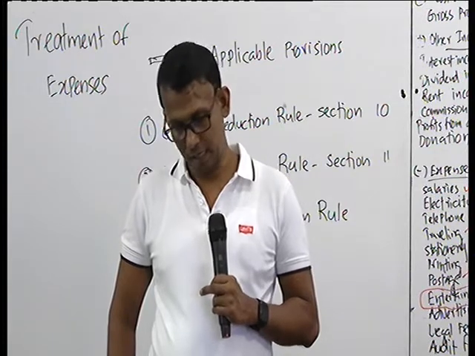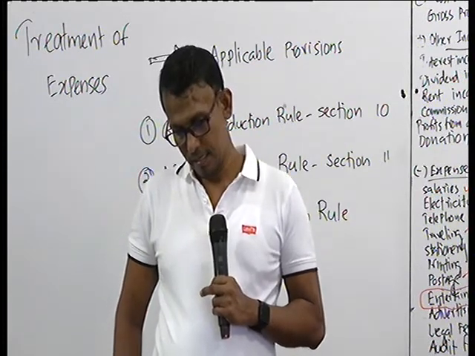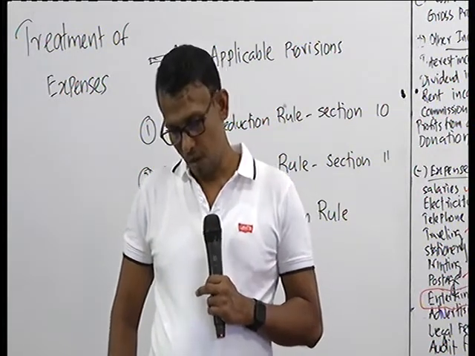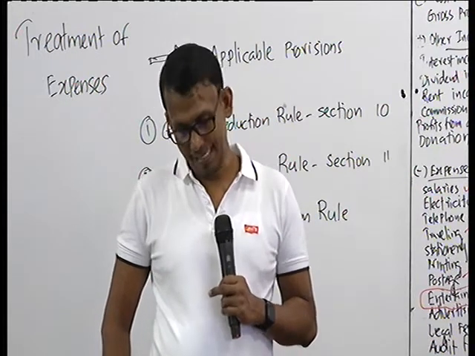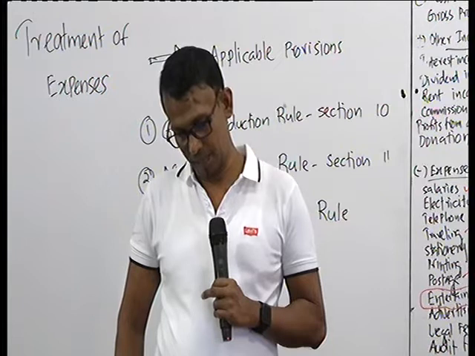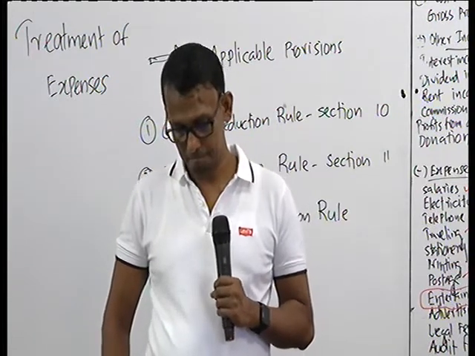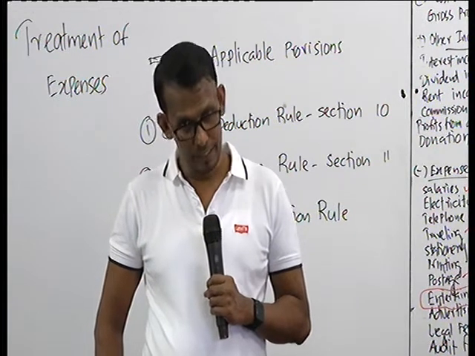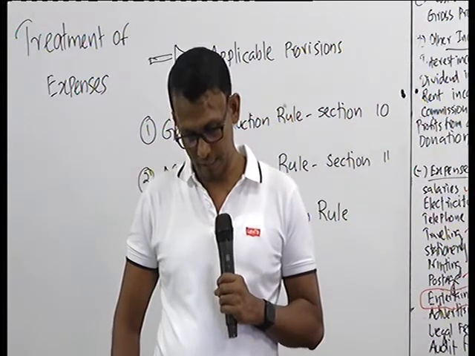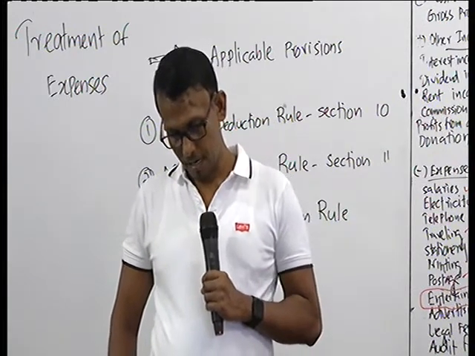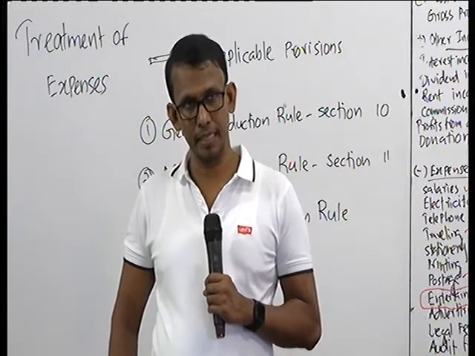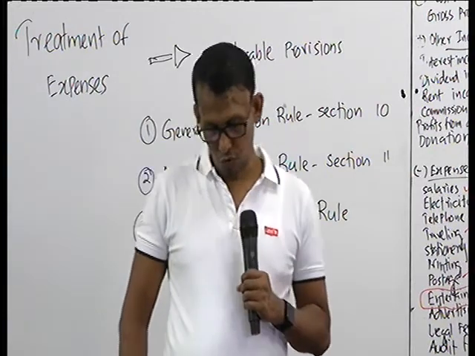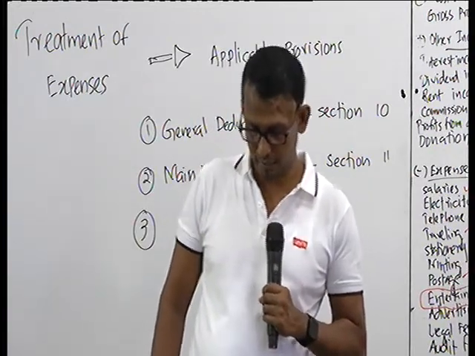And then the next expenditure, expenses related to exempt or final withholding payments. I will explain these things later. Next expenditure, dividends. Next expenditure, transfers to reserves.